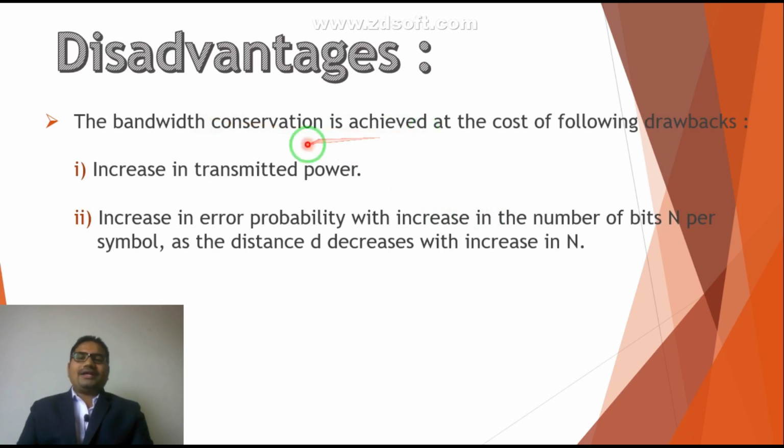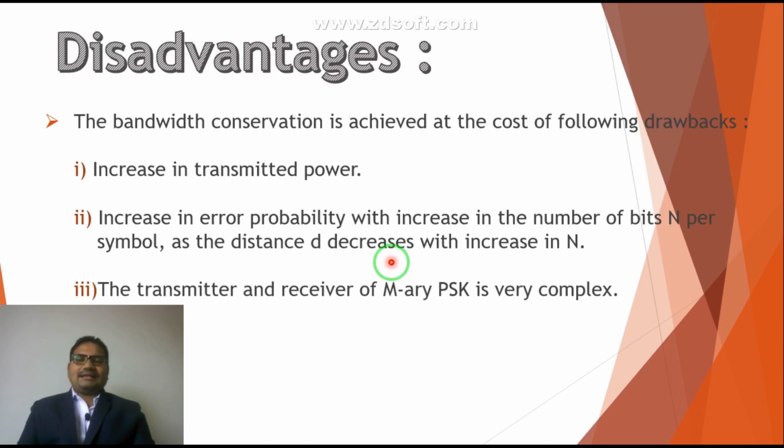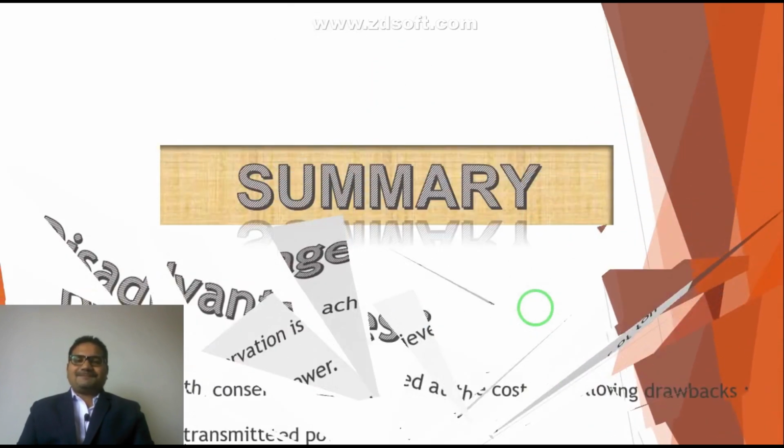Moving towards the disadvantages, we are conserving bandwidth, but at the cost of what? Increase in transmitted power and increase in error probability with increase in the number of bits n per symbol, as the distance D unit is going to increase with n number of bits. And third, the transmitter and the receiver of M-ary PSK are very complex.